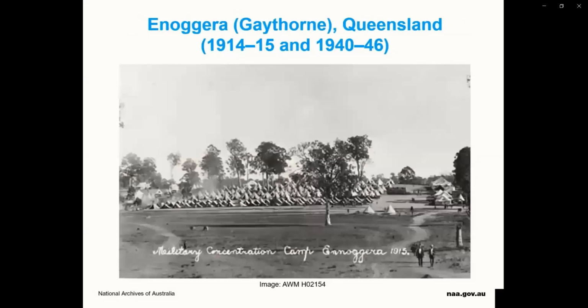The Enoggera internment camp was located next to an existing army camp. It housed nearly 140 internees, including the non-military officers and crew of civilian German ships docked in Brisbane after the outbreak of war. We hold records about the Enoggera camp during World War II, but not so much World War I.